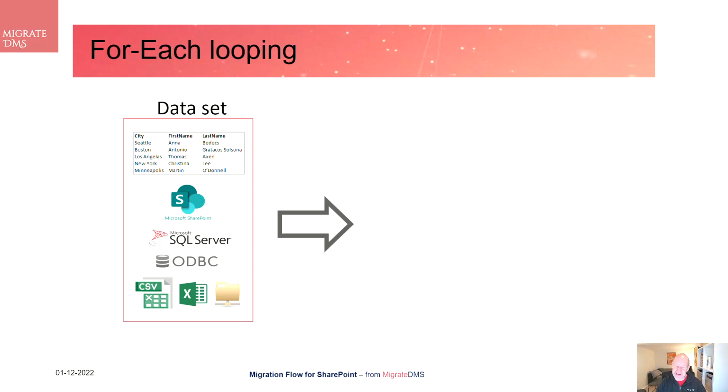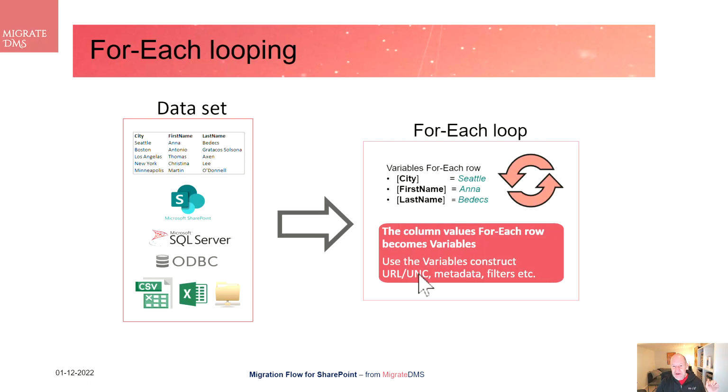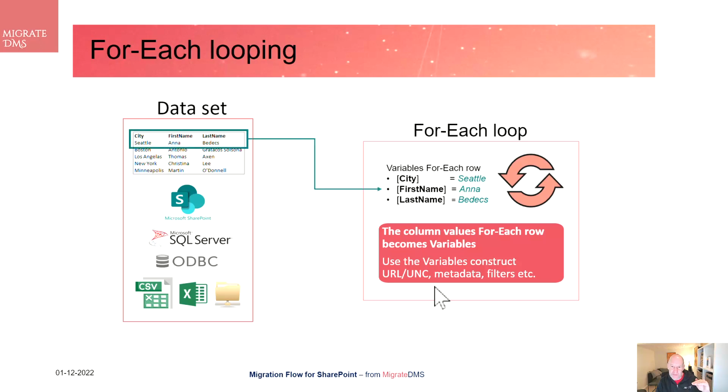For each looping. You can feed a data set from just about any data source, including SharePoint lists and libraries, databases, CSV files, you name it, into a for each loop. And for each row in your data set, the column values become variables. You can then use the variables to construct URLs, UNC, metadata, filters, you name it. Let's have a look.